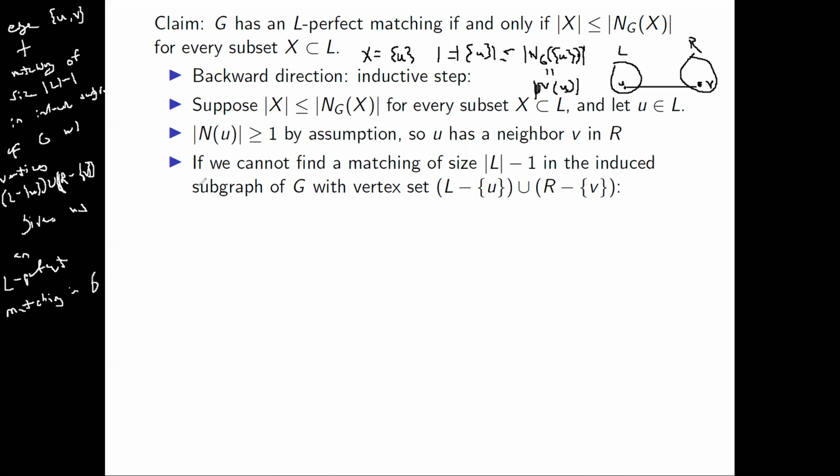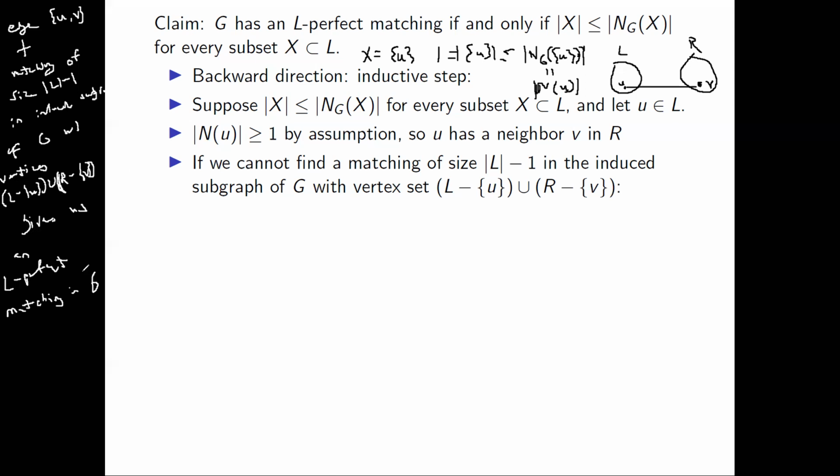So we just take that edge UV and we take the matching of size cardinality of L minus 1. And that matching of size cardinality of L minus 1, it has to match all the other vertices of L besides U because it has size cardinality of L minus 1. And that would give us a whole matching that matches all of the vertices in L to some vertex in R. So that would be an L perfect matching if we could do that.